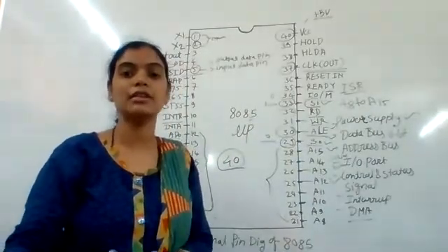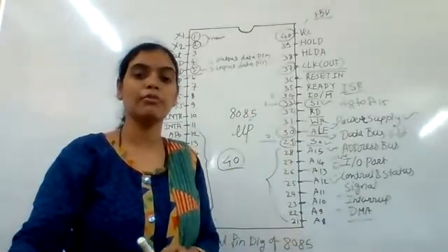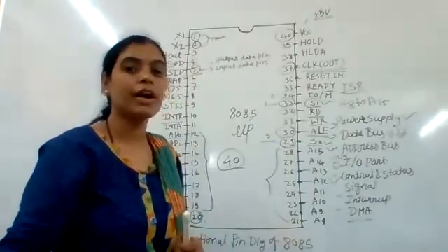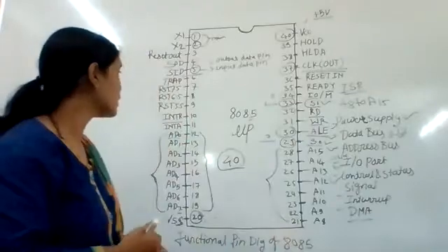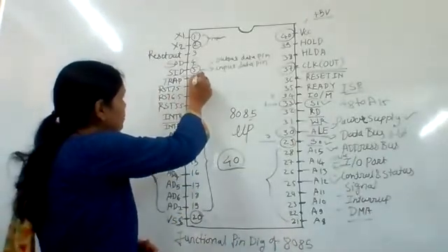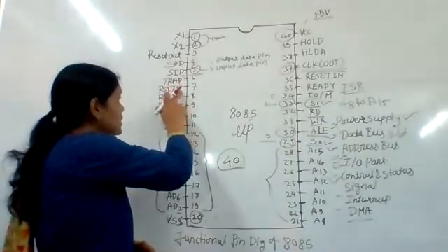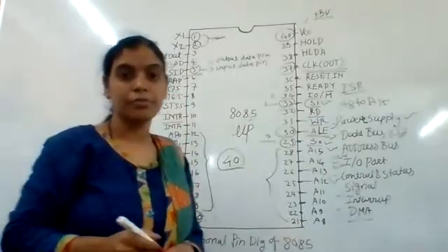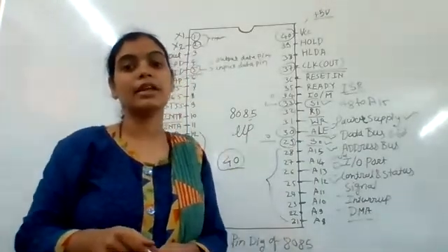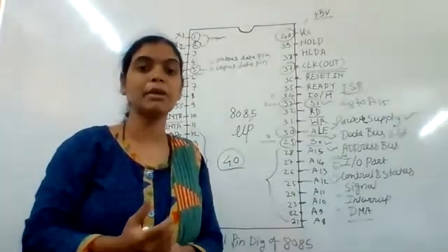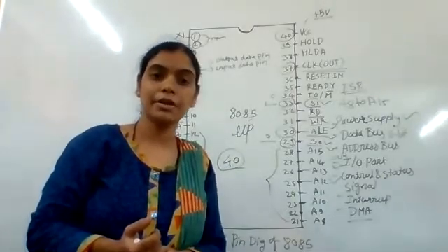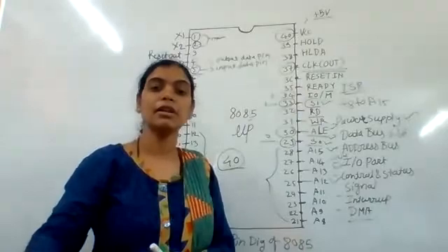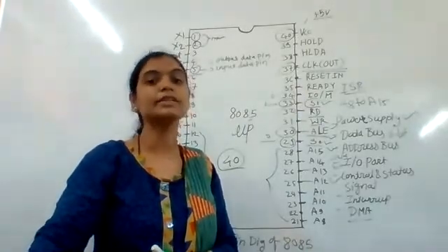After handling the ISR, the CPU gets back to the main program for execution. In the pin configuration, there are 5 types of interrupt: TRAP, RST 7.5, 6.5, 5.5, and INTR. Basically, there exist 2 types of interrupts: maskable interrupts and non-maskable interrupts. Out of the 5 major interrupts, 4 are maskable interrupts. That is INTR.